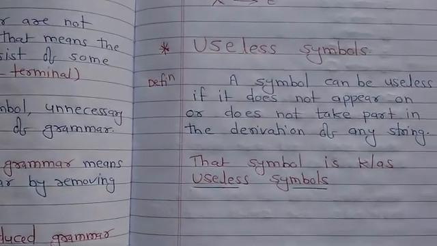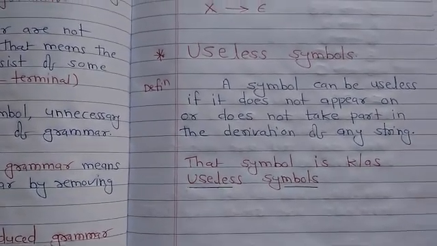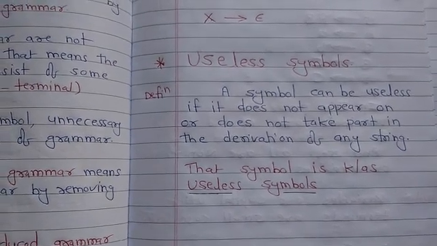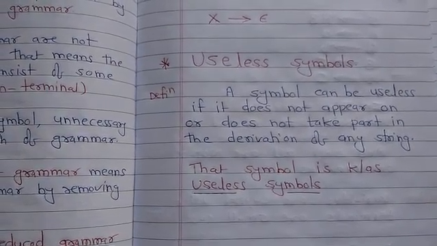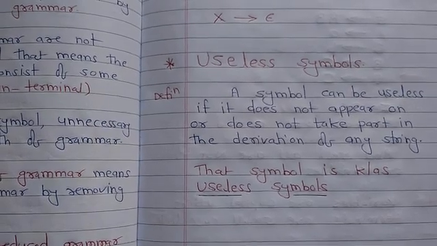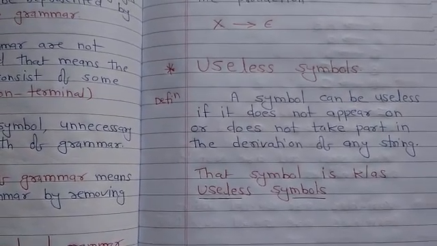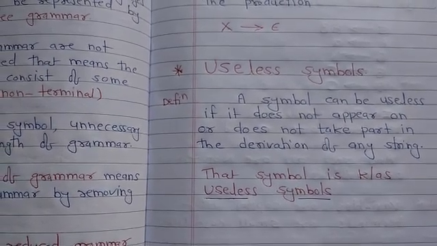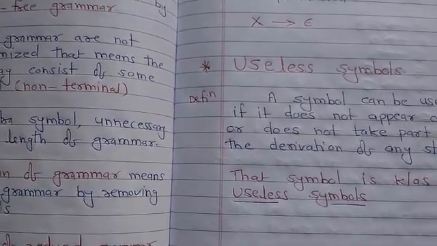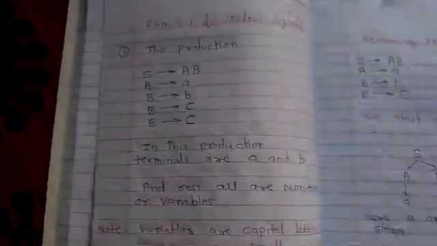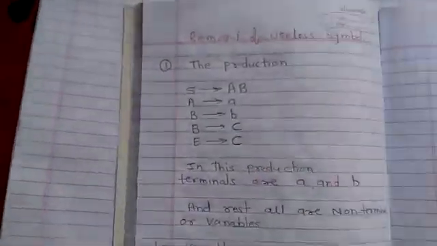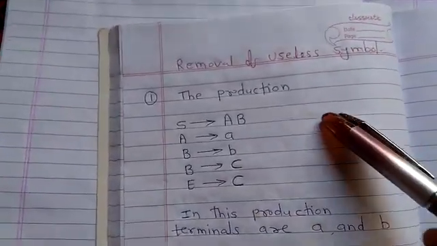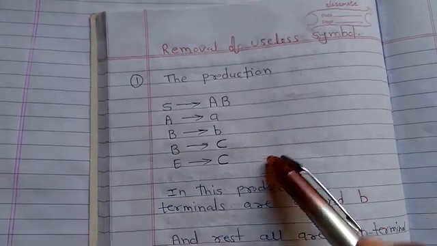Now we see the definition of useless symbol. A symbol is useless if it does not appear or does not take part in the derivation of any string. That symbol is known as a useless symbol. Let us see an example. Removal of useless symbols. Here some productions are given.